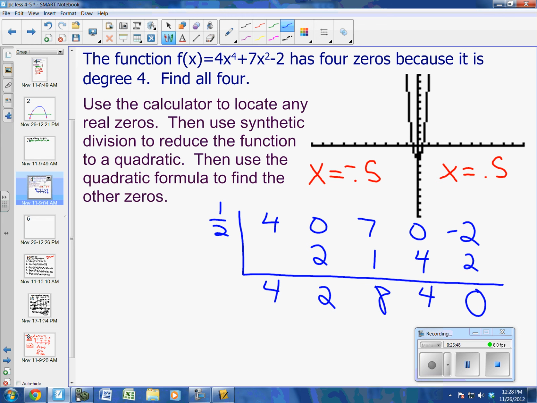Then I screwed up, right? Because if I put this in my calculator, and I know for sure that this thing right here is a real 0, that means that my remainder should be 0. Got it? If I don't get 0 there, I've probably screwed up in my synthetic division, or maybe that number right there is not a real 0. I didn't put it in my calculator right. Lydia?